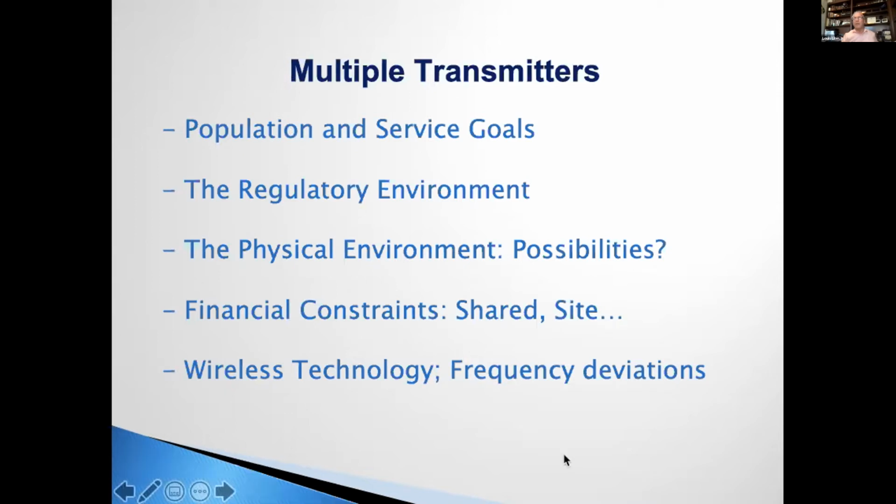So now we may be in the world of multiple transmitters. And don't be scared, because we'll still have one tall tower, but we will have these smaller ones, and I think very small ones. So you have to figure out your population and service goals. The regulatory environment is not completely solidified yet. If you ask me, how do you license this? Does it fall under the same license?